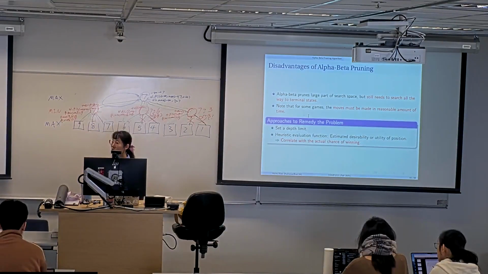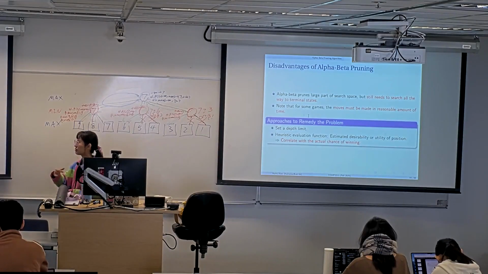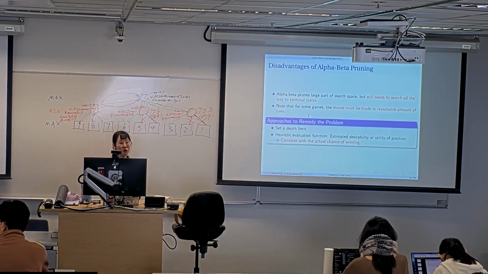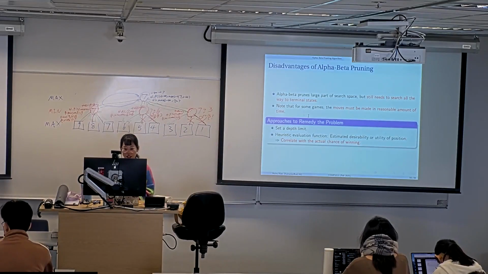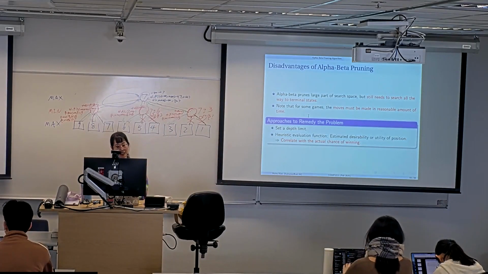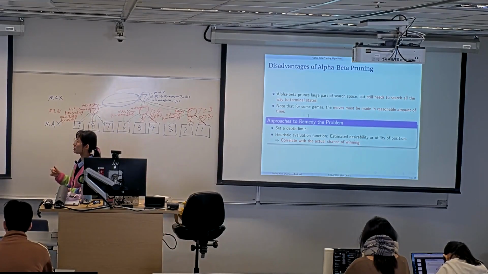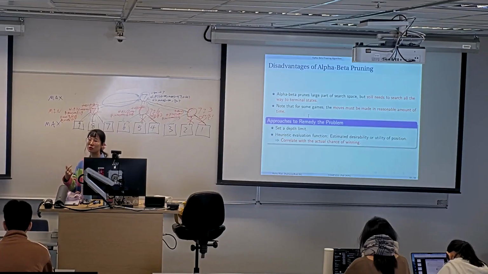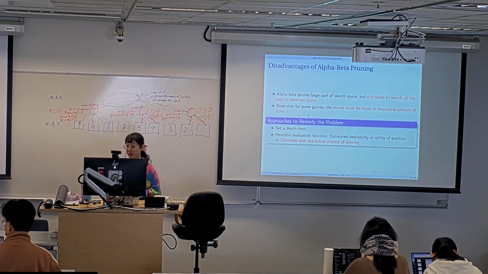What if the tree is very, very deep? Then using depth first search is still very slow, because alpha beta pruning still has to go all the way until it reaches some terminal states, the leaf nodes. And note that for some games, the moves must be made in a reasonable amount of time. That means even with alpha beta pruning, if the game tree is too deep, it still costs lots of time and may exceed the time limits to play a game.